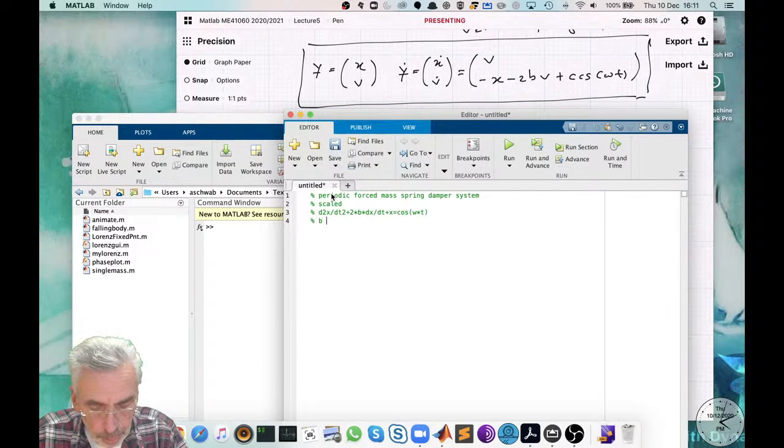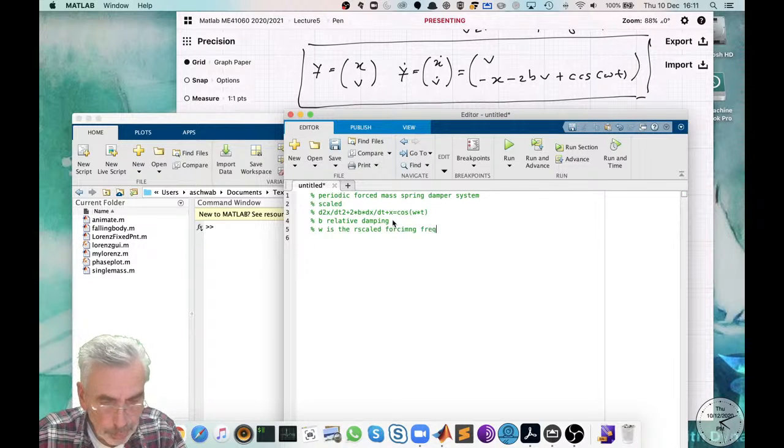We could even say that b is the relative damping, and omega is the scaled forcing frequency. I'm a bad typer. Here it still is okay, but okay.